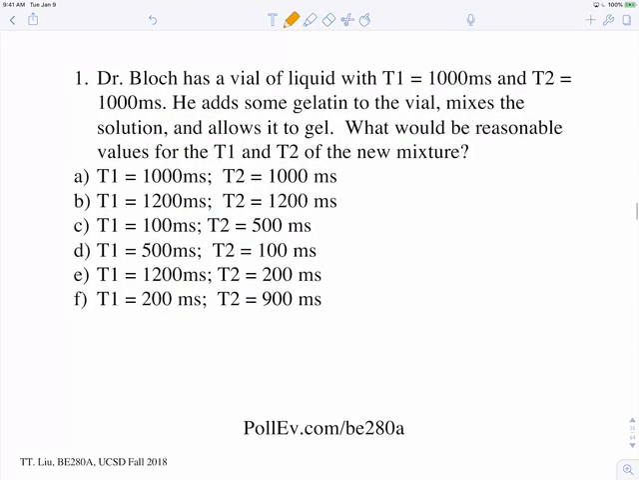Okay, so are there any questions before we have you guys work on this problem? Okay, so let me explain this and we'll open up the poll. So Dr. Block has a vial of liquid with a T1 of 1,000 milliseconds and T2 of 1,000 milliseconds. He adds some gelatin to the vial, like Jello gelatin or whatever, or agar. Shakes it up, allows it to gel, and then he measures T1 and T2 again. So the question is, of these choices, what would be reasonable values for the T1 and T2 of the new mixture? Okay. So let me bring up the poll.